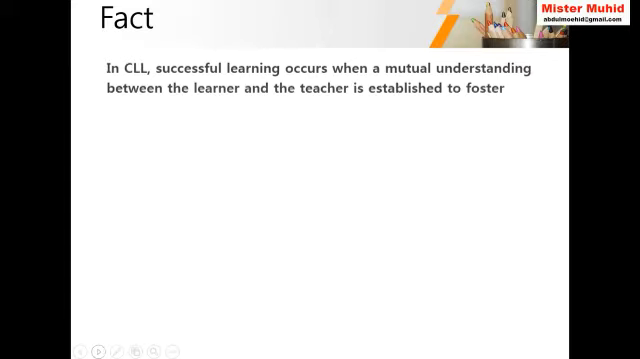So what is the fact in CLL? Successful learning occurs when mutual understanding between the learner and the teacher is established, which fosters non-defensive learning. It means that to make it successful, this method should have a mutual understanding between the learner and the teacher. So not only the learner but the teacher is important too. Why is it important for the teacher? Because he will be the counselor, the facilitator, and many others.